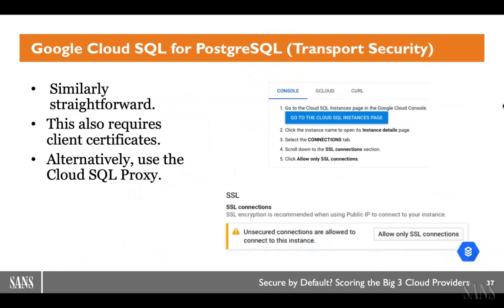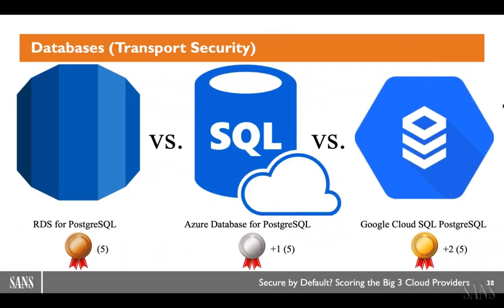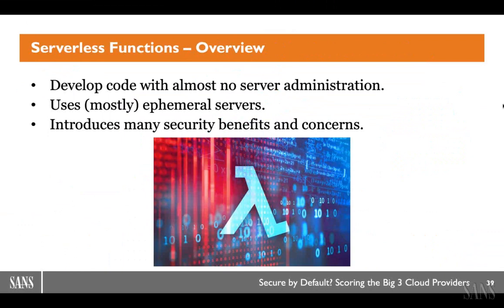I think I made it pretty clear why AWS RDS is the worst service in this category. Azure and GCP are pretty close here, but I'm going to give GCP the edge because of how easy it is to enforce client certificates and because of their Cloud SQL proxy, which, if used properly, guarantees encryption in transit.